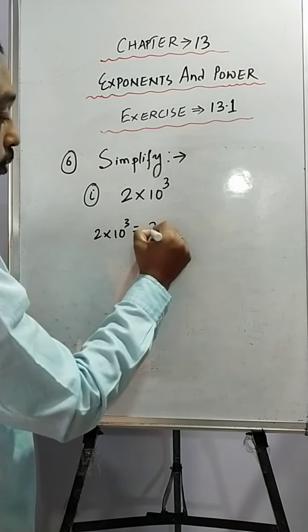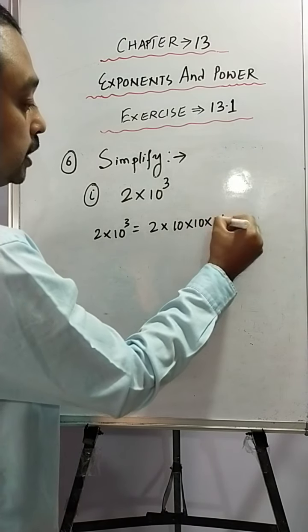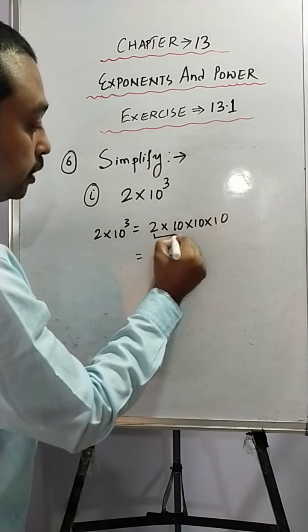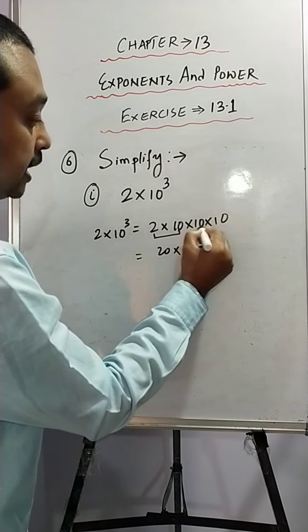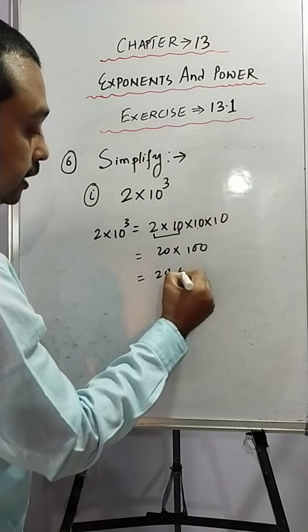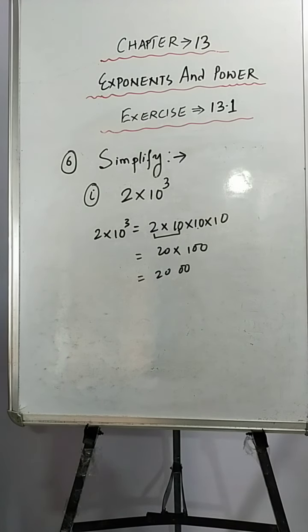That is 2 into 10 to the power 3 means what? 10 into 10 into 10. Fine. So if I multiply all these numbers, 2 into 10 is what? 20, and 10 into 10 is what? 100. So 20 into 100 is what? 2000. Answer is 2000. So now let's move on to sum number 3 of question number 6.